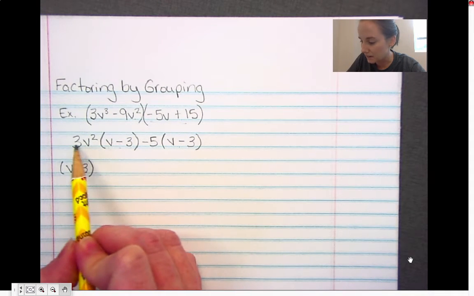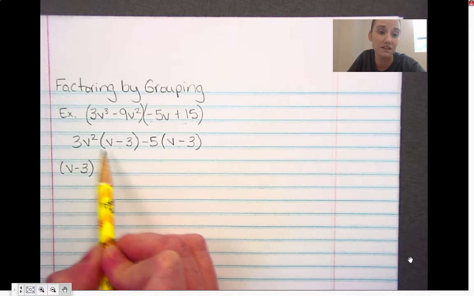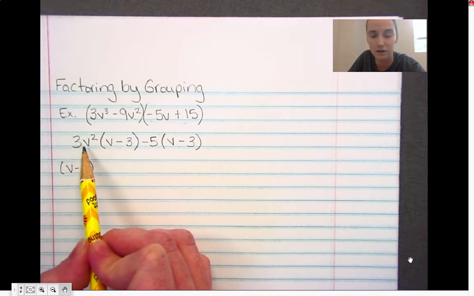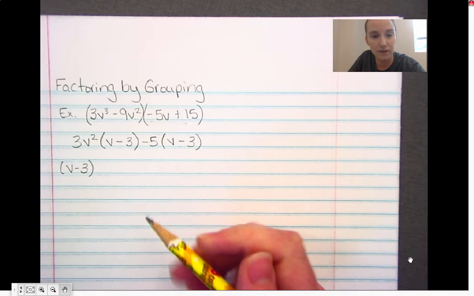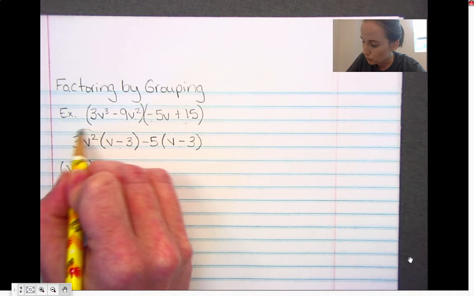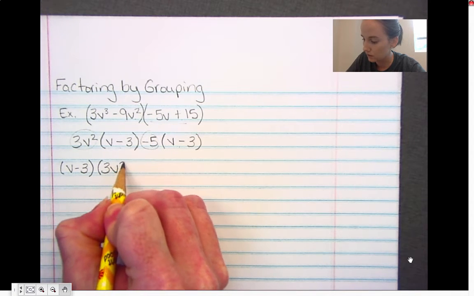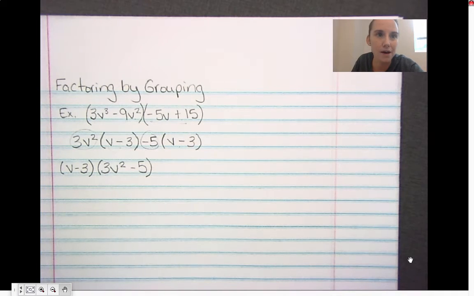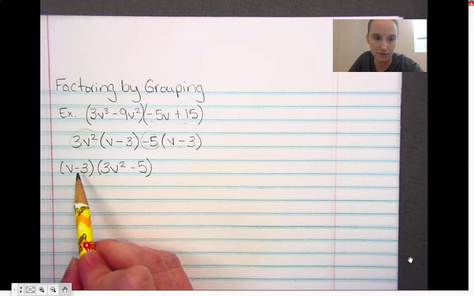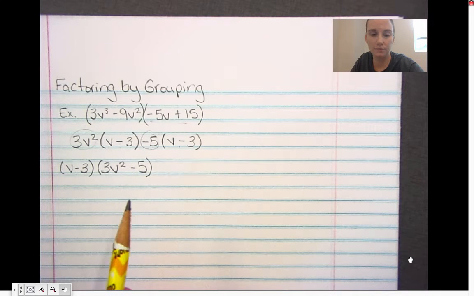Really, we've divided this entire set by v minus 3, so the only thing that's left here is 3v squared. And when we factor this out, the only thing that will be left is negative 5. So we need to group these two together: 3v squared minus 5. It does not matter what order you put these in, so if I put 3v squared minus 5 up front here, and then v minus 3, that would also be okay.